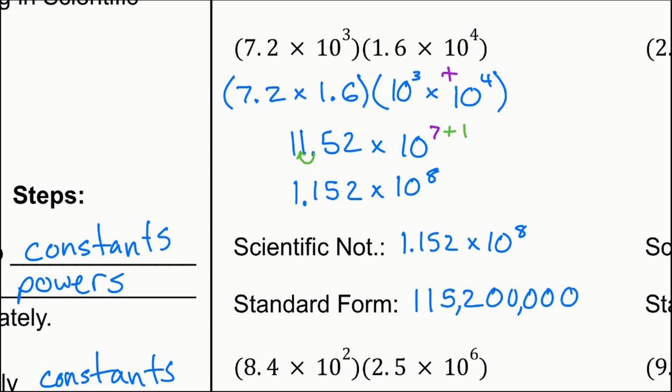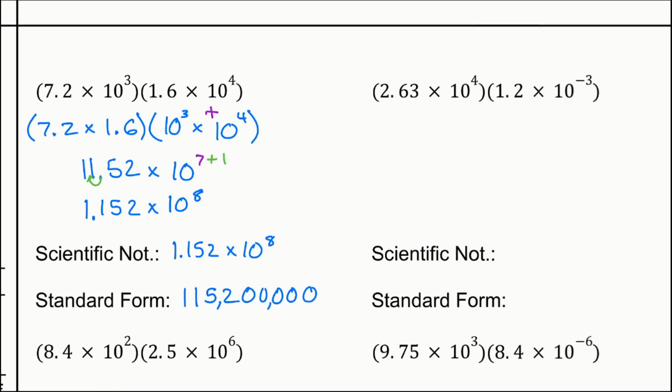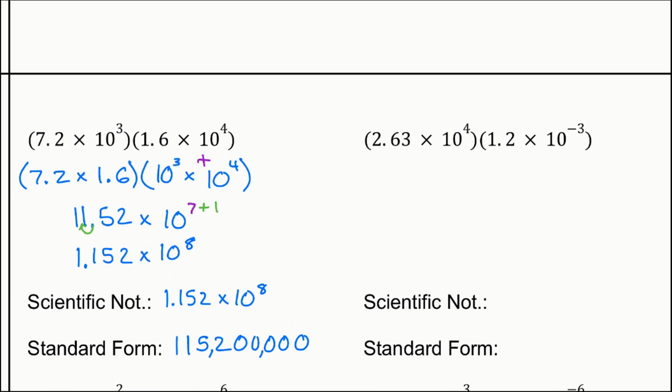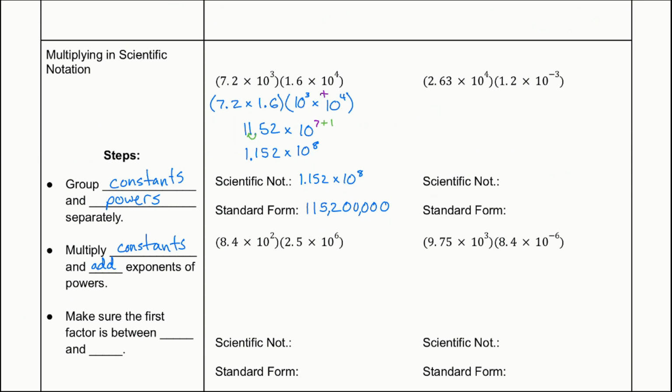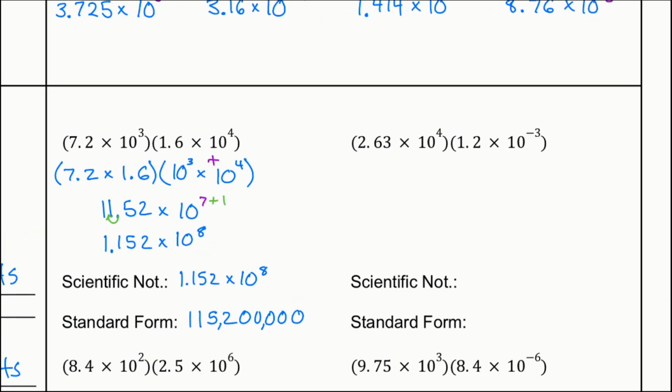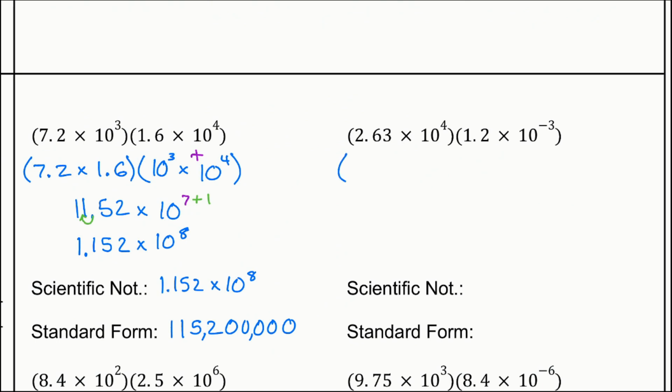All right, so we'll do another one. We'll do the one on the right here. It's going to be the same process, though. I'm going to, let's see, make sure the first factor is between 1 and 10. Okay. I'm going to switch the order of these, making sure I get my factors where they need to be. And then my 10 to the 4th comes over here with the 10 to the negative 3rd power. And then I'm going to multiply 2.63 times 1.2. Good, this one's going to work.